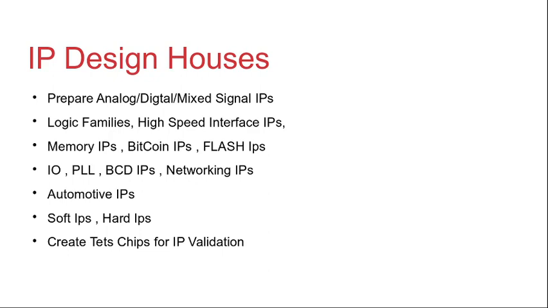For a chip to be fabricated, IO and PLL, which sometimes acts as a clock, BCD IPs, and networking IPs are also needed. Automotive IPs are now in high demand because automobiles also use a lot of electronic gadgets inside them. So it is a hot cake nowadays. IP design houses make the IPs in different formats. Either they can supply soft IPs or hard IPs. Mostly it is hard IP, or in between there could be firm IP also.